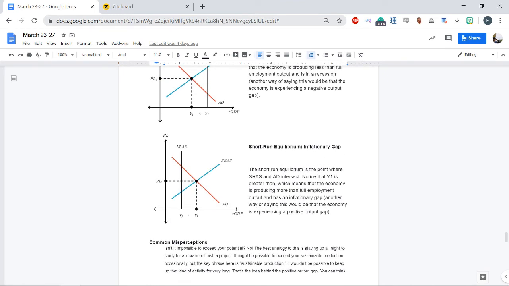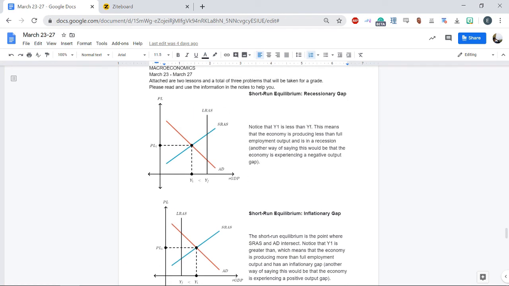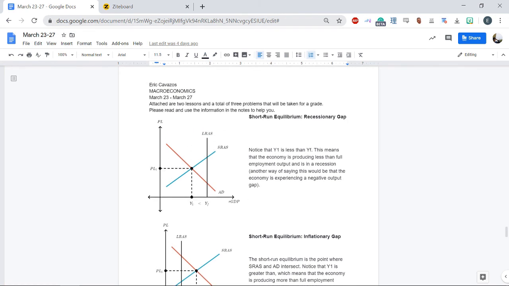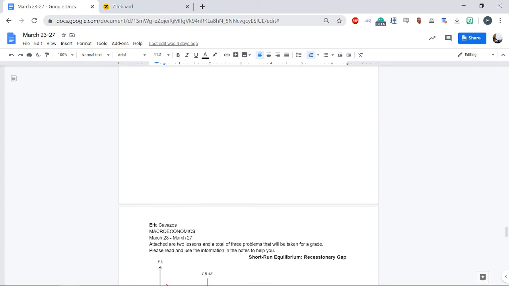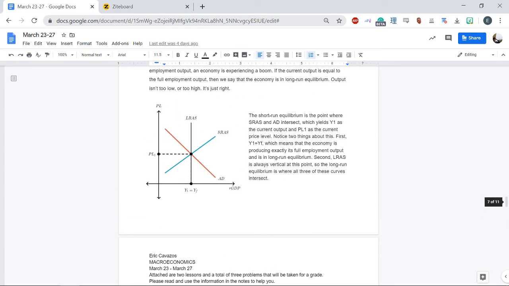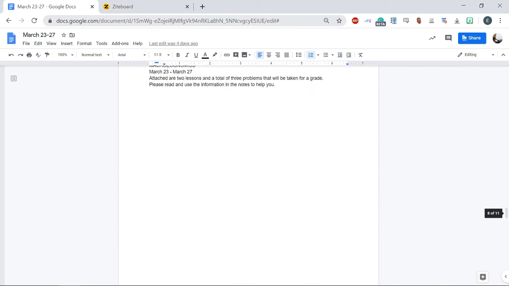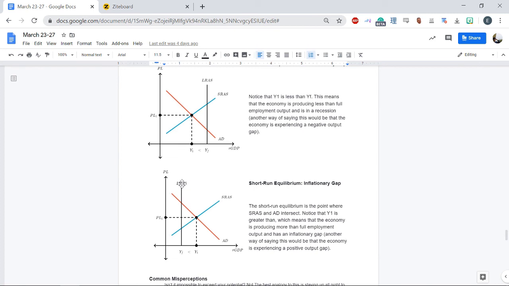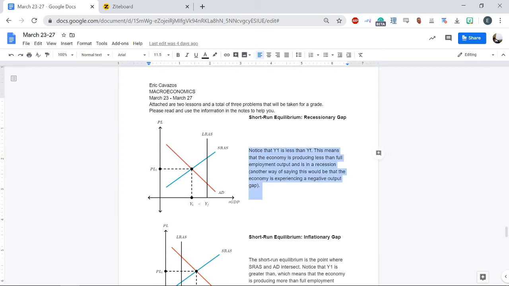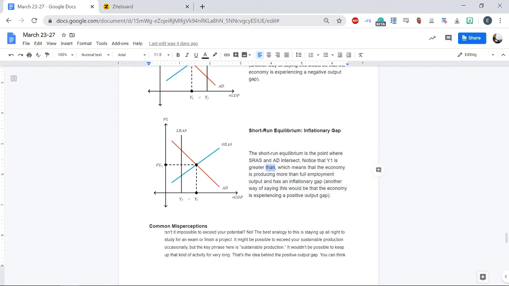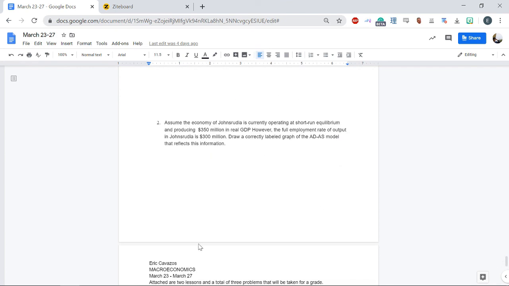Your graph is either going to be describing an inflationary gap, or your graph is going to be representing a recessionary gap, or your graph is going to be in that equilibrium, the long run equilibrium point. So those are your three options, and I would definitely read a little bit more about what each of these graphs mean and what each of these graphs entail before drawing your graph down here for that very last problem.